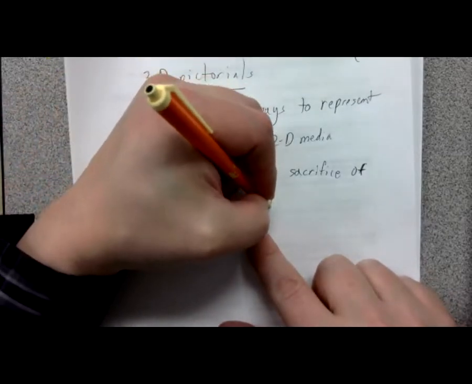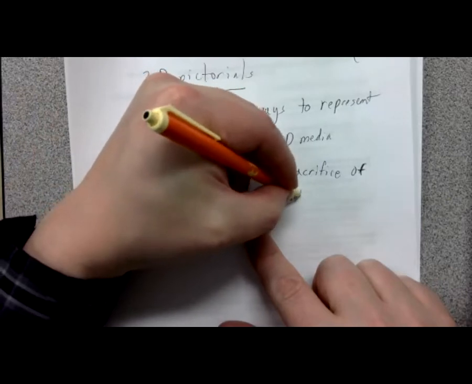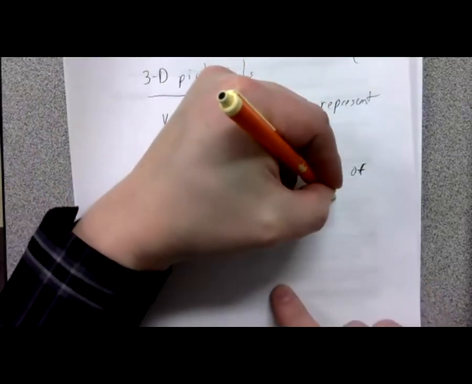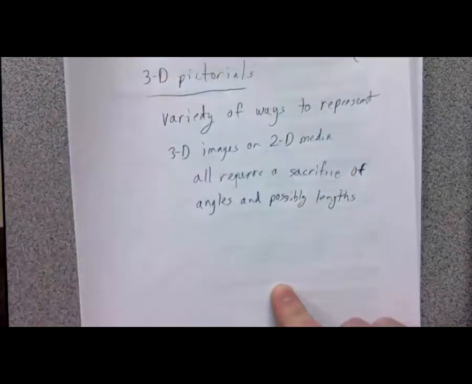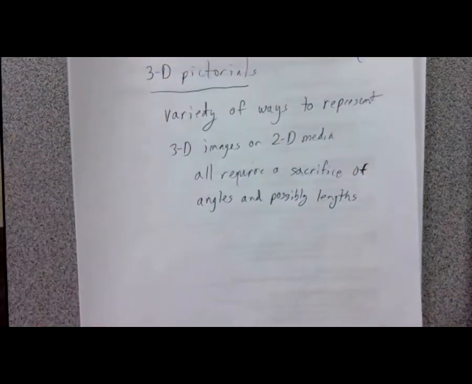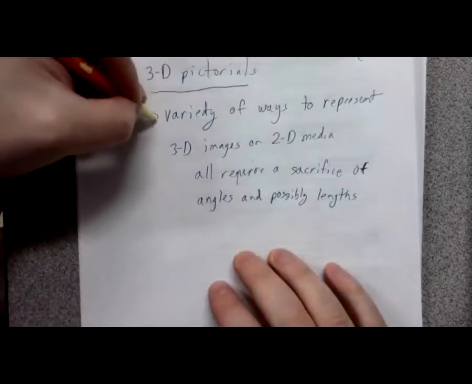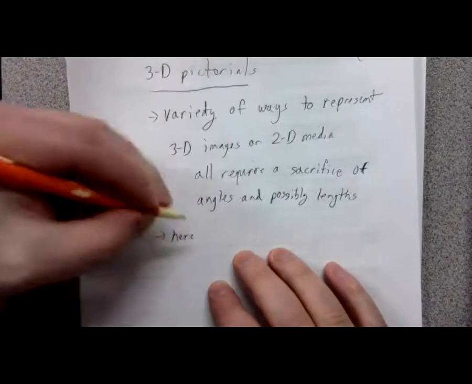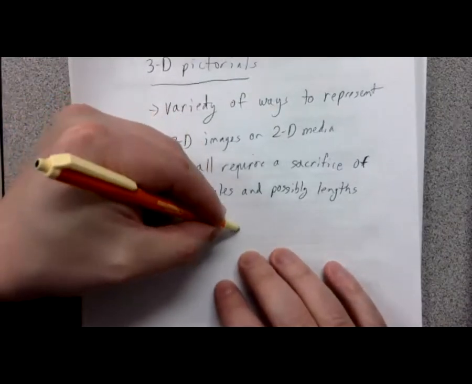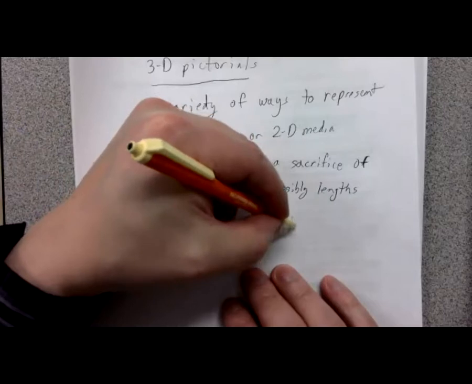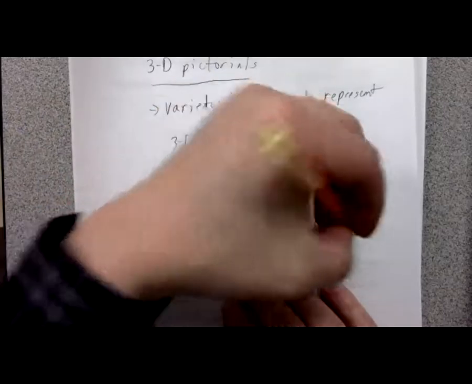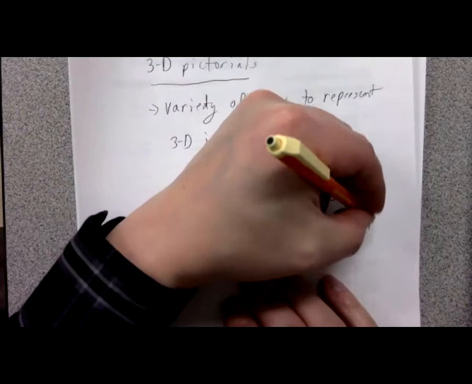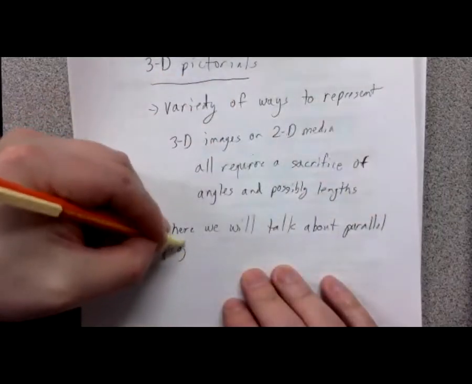and possibly lengths. In at least one direction you'll sacrifice the lengths. It will not be accurate. It'll be some scaled version, adjusted version. There are a variety of methods. Okay. Here, we will talk about what we call parallel projections.